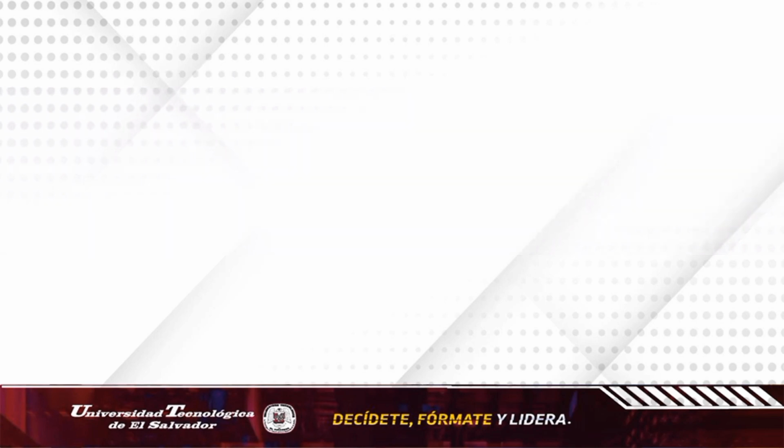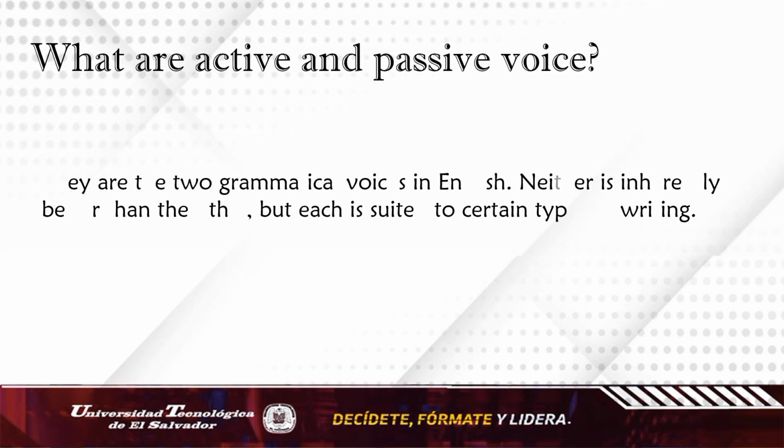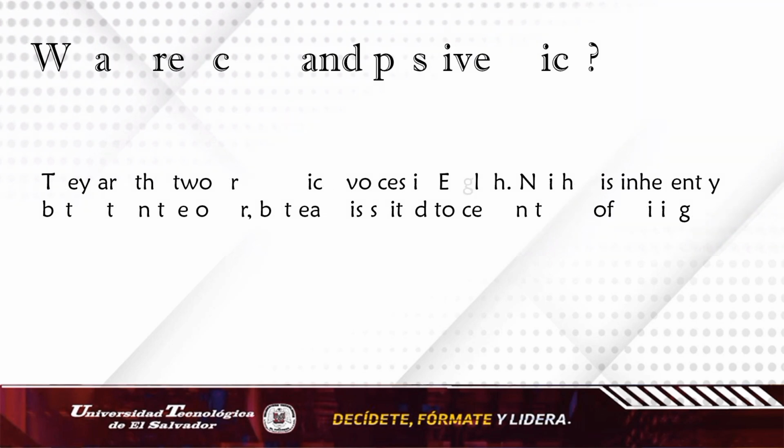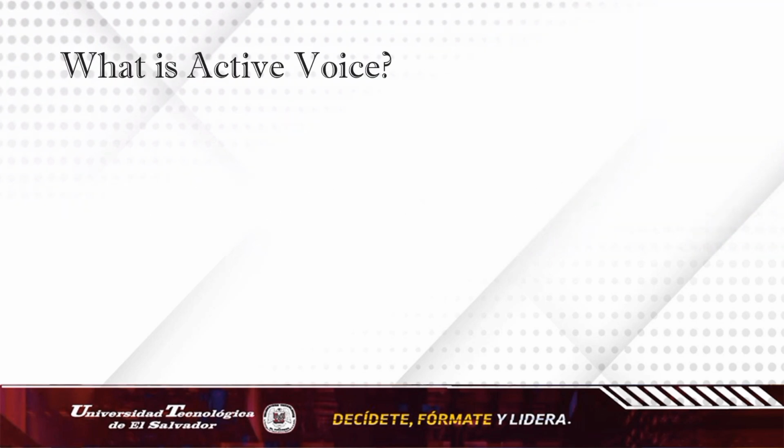Okay, now that we already know what voice is, let's define active and passive voice. Active and passive are the two grammatical voices in English. Neither is inherently better than the other, but each is suited to certain types of writing. Let us look into the two voices a little in detail with the help of the meaning and definition given below. What is active voice?